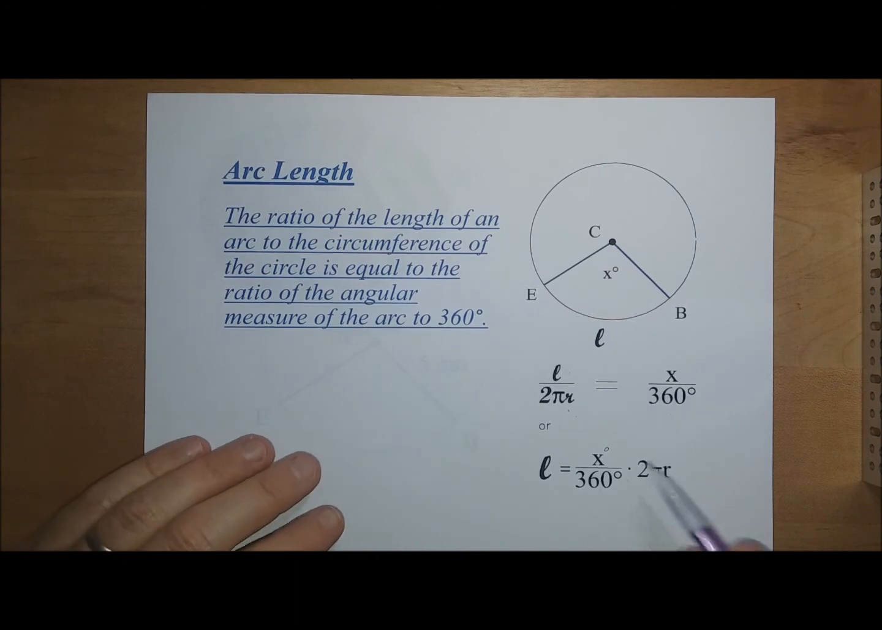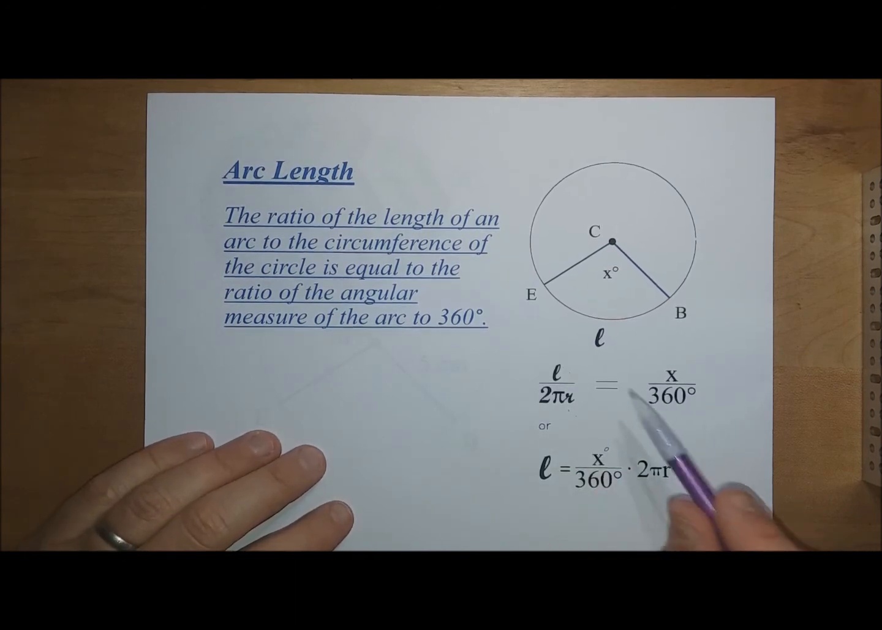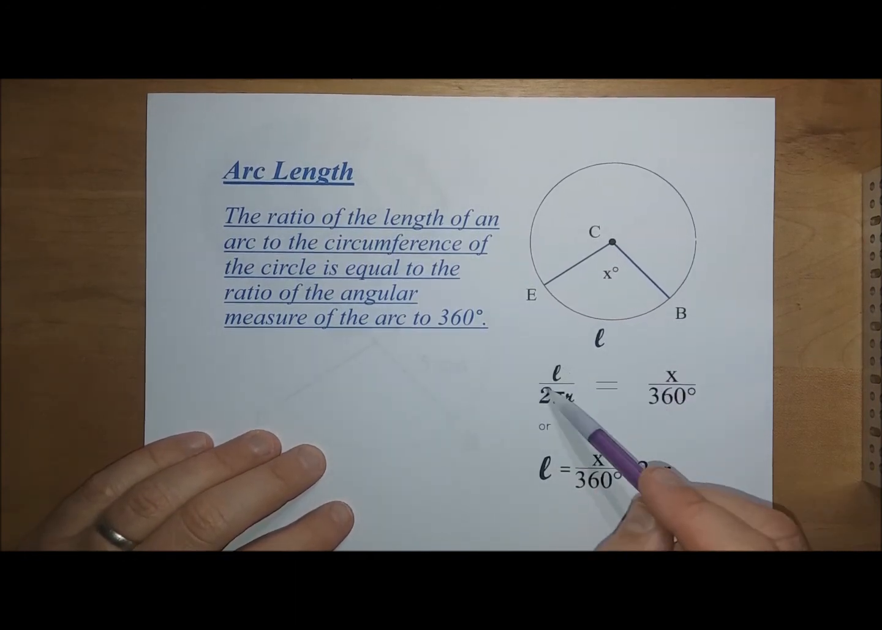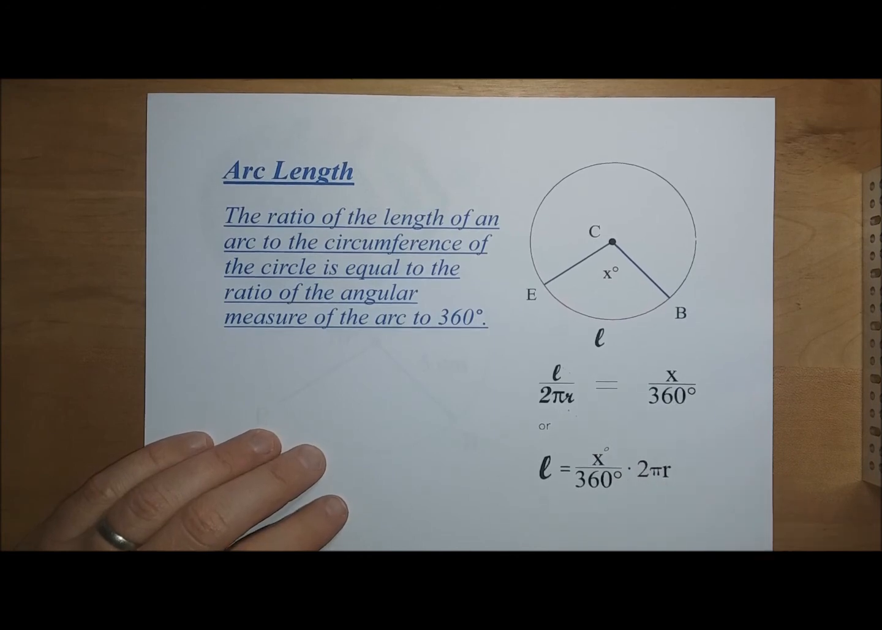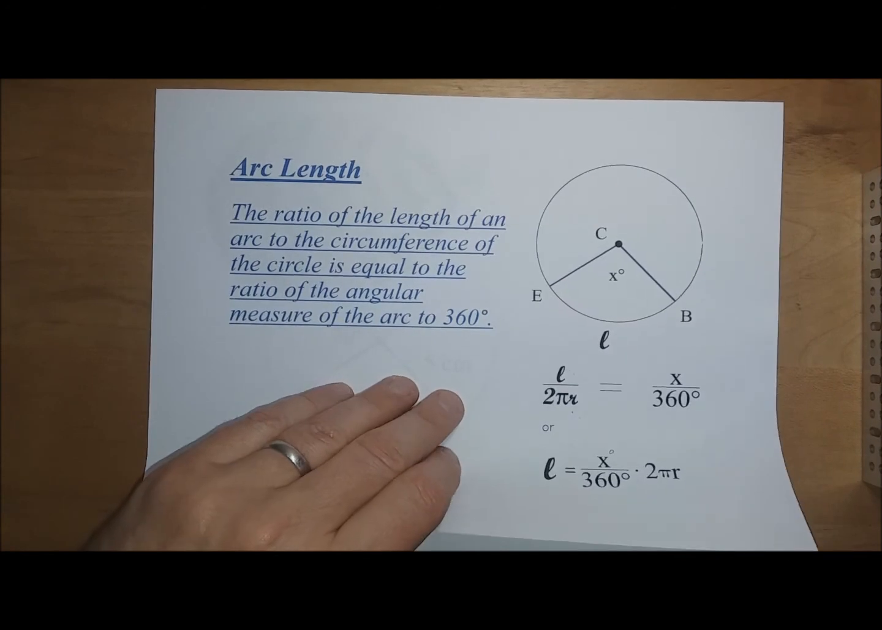If you forget, you can just set up the proportion. You can say, all right, L over the circumference should equal x over 360, cross multiply, and crank it out. All right, let's try an example of that.